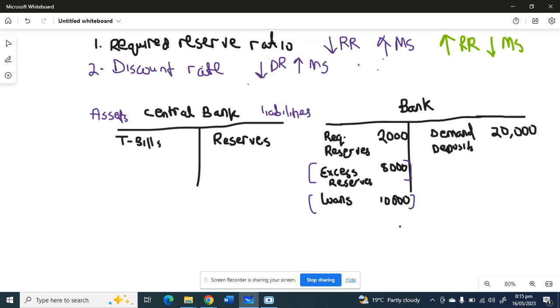If the central bank increases the discount rate, meaning the cost of borrowing for commercial banks is high, commercial banks are going to borrow less. The less money these commercial banks have, the less money they can loan out, meaning there will be a decrease in the money supply.